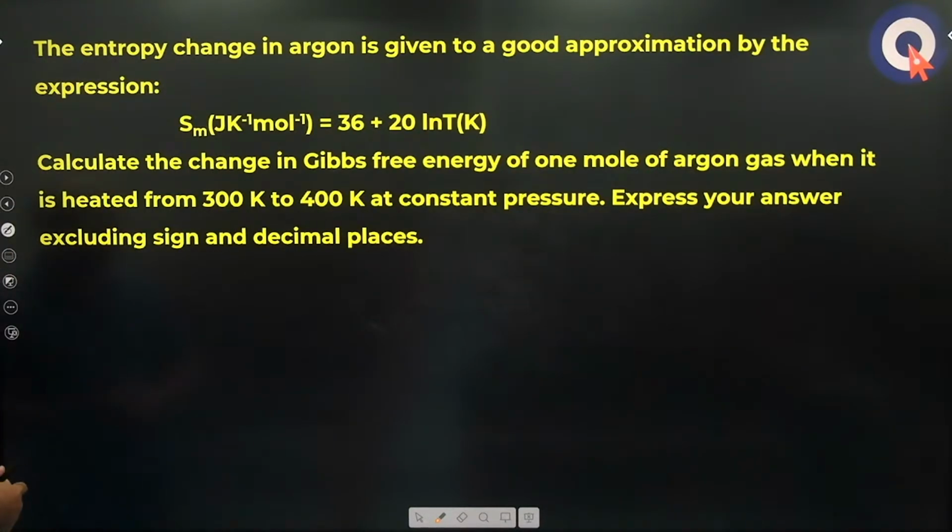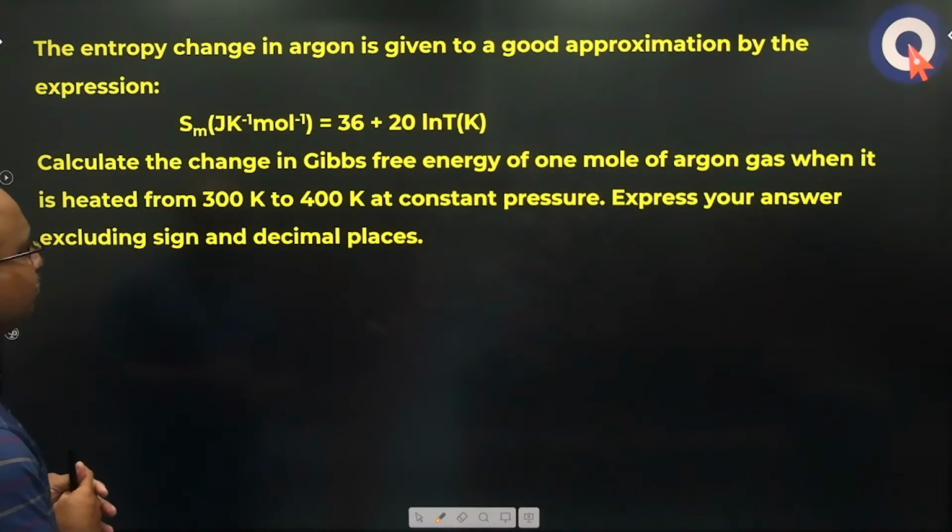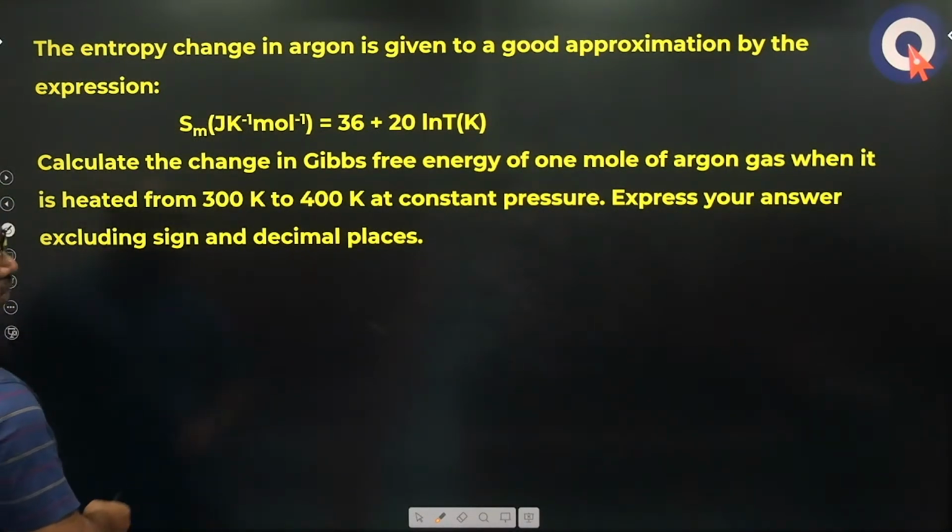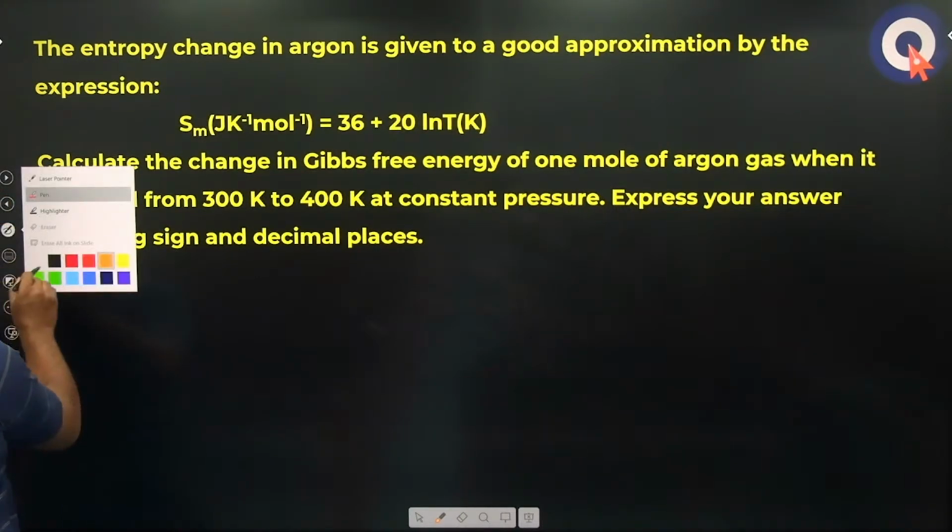Now, coming to the next. The entropy change in argon is given to a good approximation by the expression. Calculate the change in Gibbs free energy for 1 mole of argon gas when it is heated from 300 to 400 Kelvin at constant pressure. Express the answer with sign and decimal places. Okay, so let us take this.